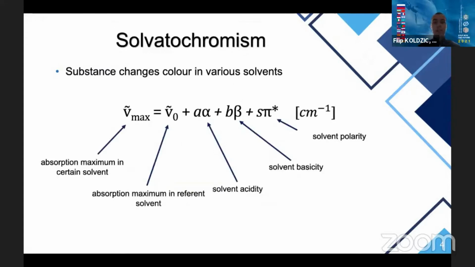The quantitative description of solvatochromism could be done, for example, by using the Kamlet-Taft equation, which is given on this slide, which shows dependence of absorption maxima on solvent acidity, solvent basicity, and solvent polarity.